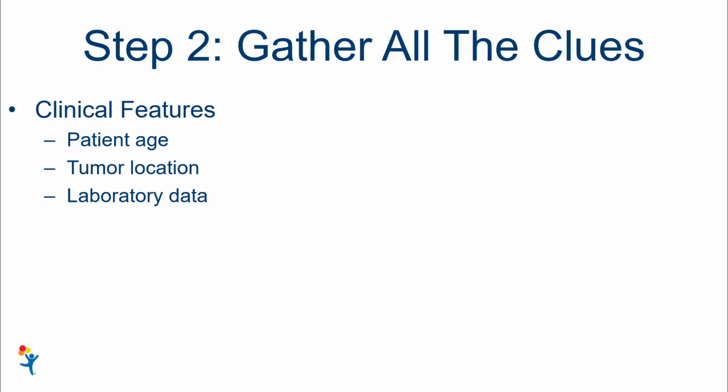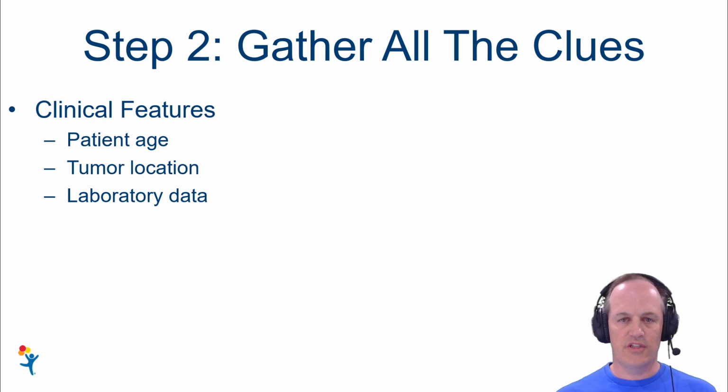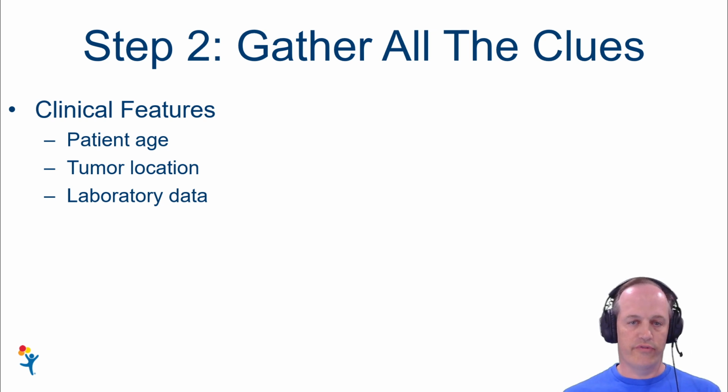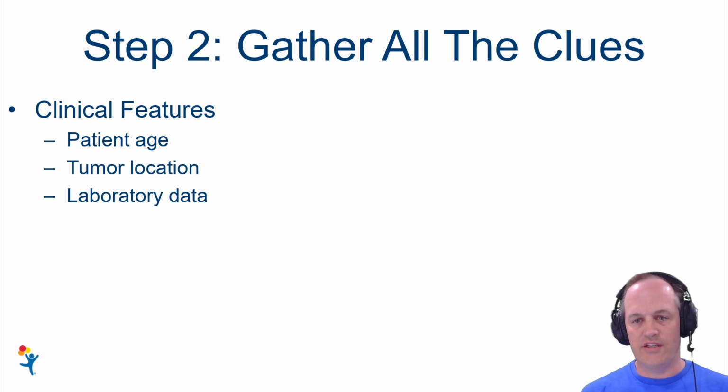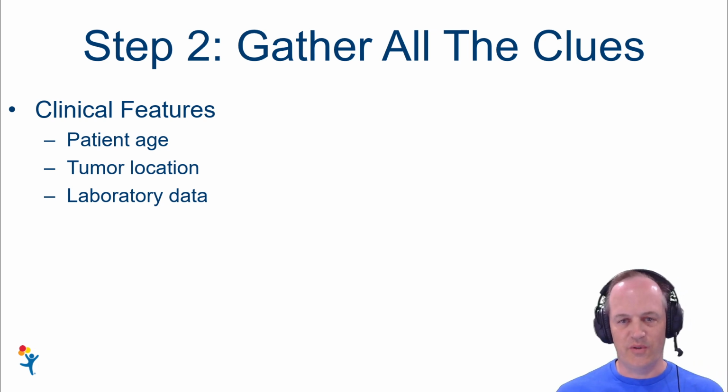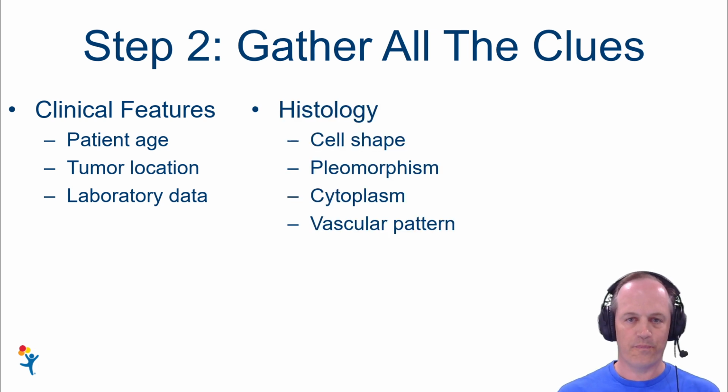So once you have a good list of things that you want to rule in or rule out, the first thing is to gather all the clues, and clinical features are probably the most important thing that you're going to have. It's certainly the first piece of information you're going to have. You're going to have the patient age, the location, and hopefully you might have some laboratory data that would be helpful. But it's kind of like real estate. It's about age and location. That's going to tell you what's most common and what's most likely, and you're going to work from there.